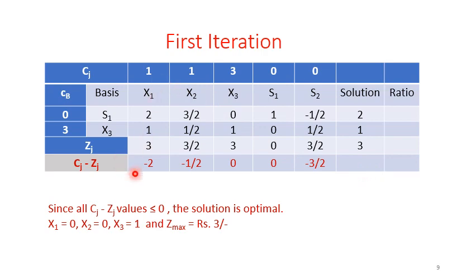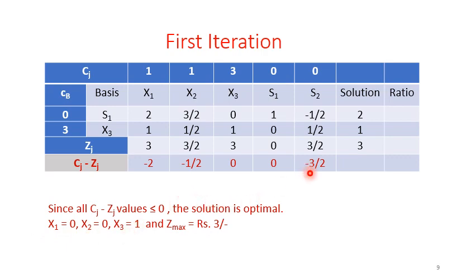Now Cj minus Zj values. Cj is 1 for this column, 1 minus 3 is minus 2, 1 minus 3 by 2 is minus half, 3 minus 3 is 0, 0 minus 0 is 0, 0 minus 3 by 2 is minus 3 by 2. You can see here all Cj minus Zj values are less than or equal to 0. Since all Cj minus Zj values are less than or equal to 0, the solution is optimal. So optimality is reached.